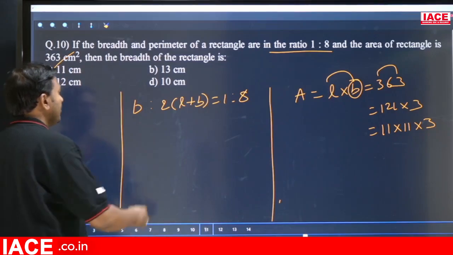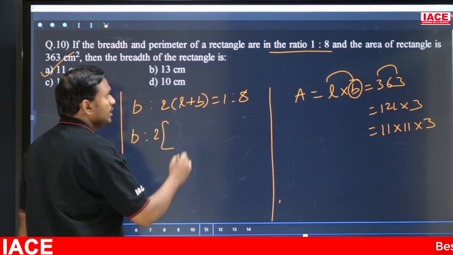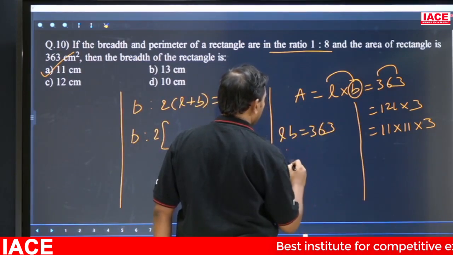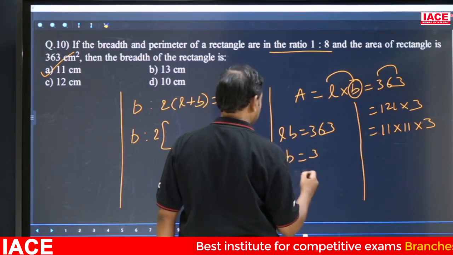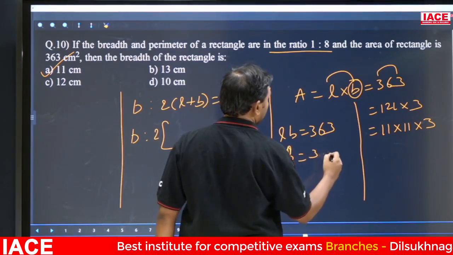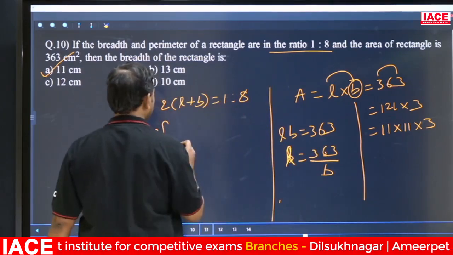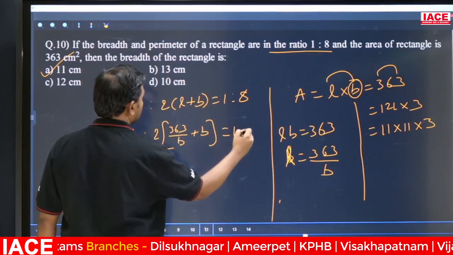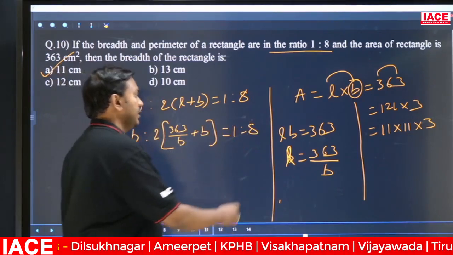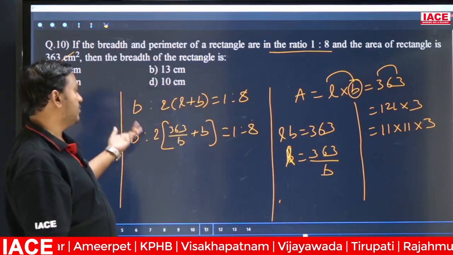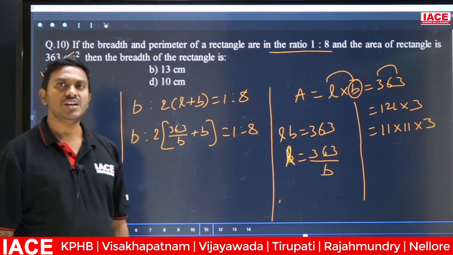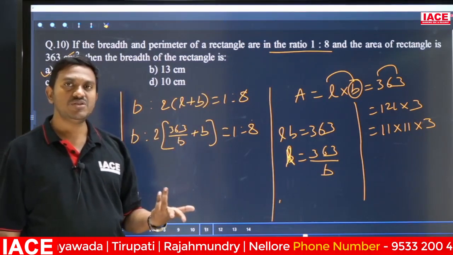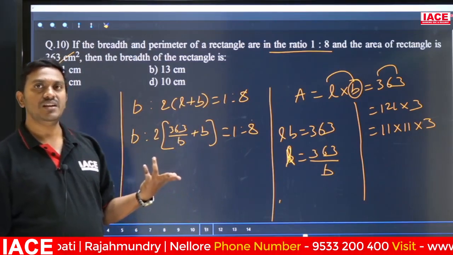If you want to go for the full problem, then L into B equals 363, so L equals 363 by b. Substitute here: 363 by b plus b equal to 1 is to 8. Now cross multiply, simplify, then we will get b. This much is not required. Simply, b should be a factor of 363, so simply check and go for the answer.